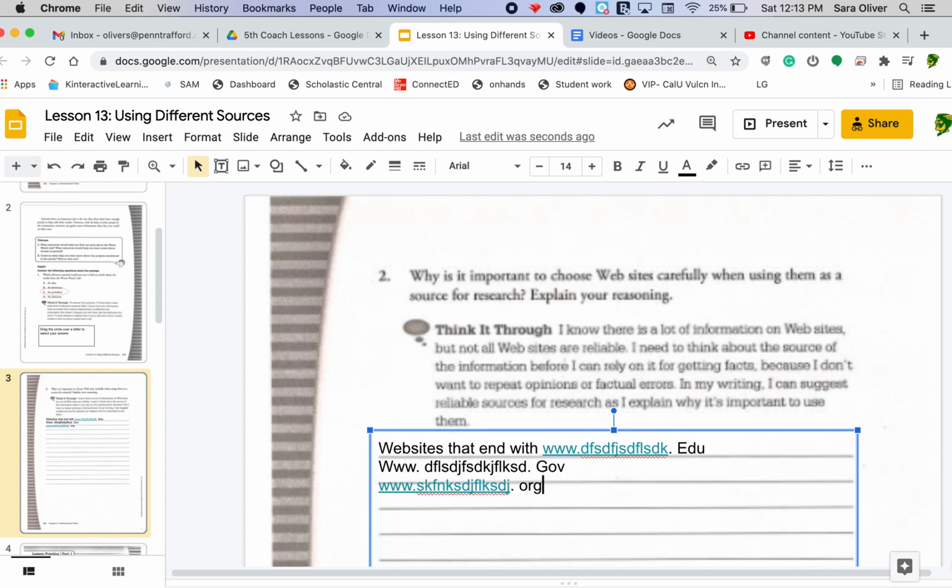If your website ends with something like a .com, it doesn't necessarily mean that it's a bad source. You just have to make sure that that information is coming from a factual place instead of a person's opinion, like a blog where someone can write anything that are their own thoughts. You want to make sure that it is backed up with facts.